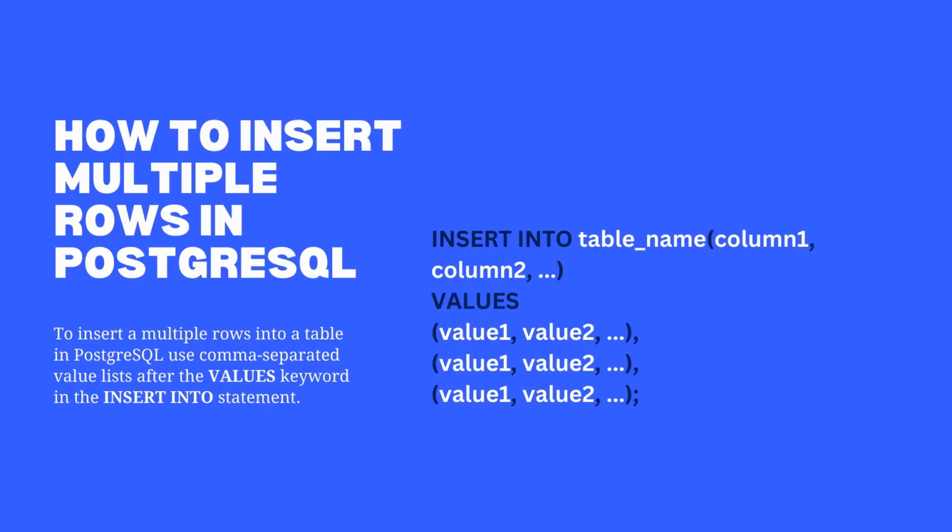So in the previous section we learned how to insert a single row into a table. In this section we are going to learn how to insert multiple rows using a single statement. For that we follow the same syntax as in the previous section, and then after the values keyword, we specify a list of values separated by commas, as we can see here. So let's understand with an example.